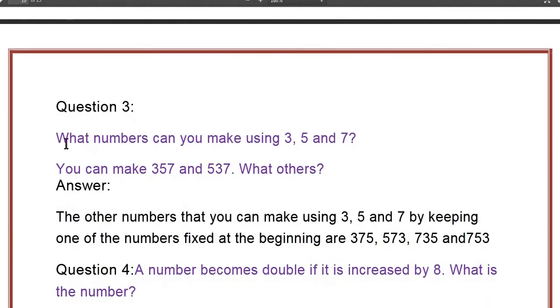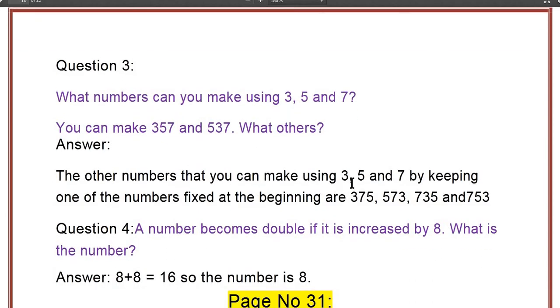Question number 3. What numbers can you make using 3, 5 and 7? You can make 3, 5, 7 and 5, 3, 7. What others? Answer. The other numbers that you can make using 3, 5 and 7 by keeping one of the numbers fixed at the beginning are 3, 7, 5, 5, 7, 3 and 7, 3, 5 and 7, 5, 3. So this way numbers are there.